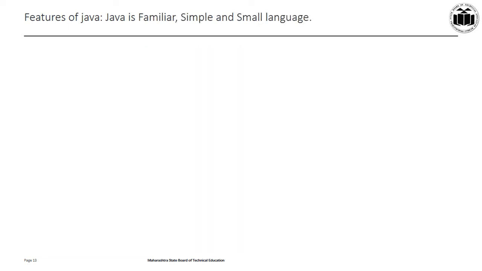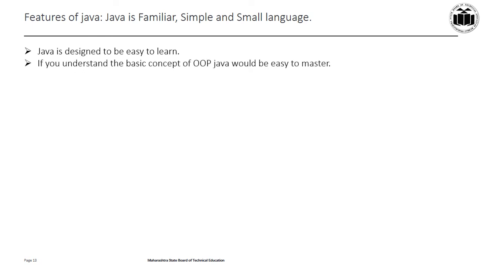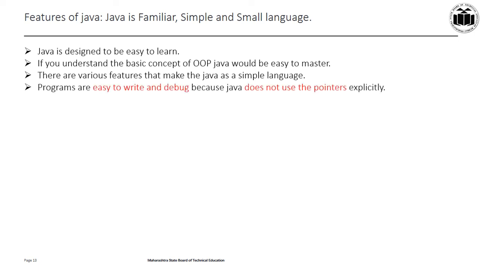Next feature is simple, familiar, and small language. Java is designed to be easy to learn. If you understand the basic concepts of an object-oriented programming language, Java will be easy to master. There are various features that make Java a simple language. Programs are easy to write and debug because Java code does not use pointers.